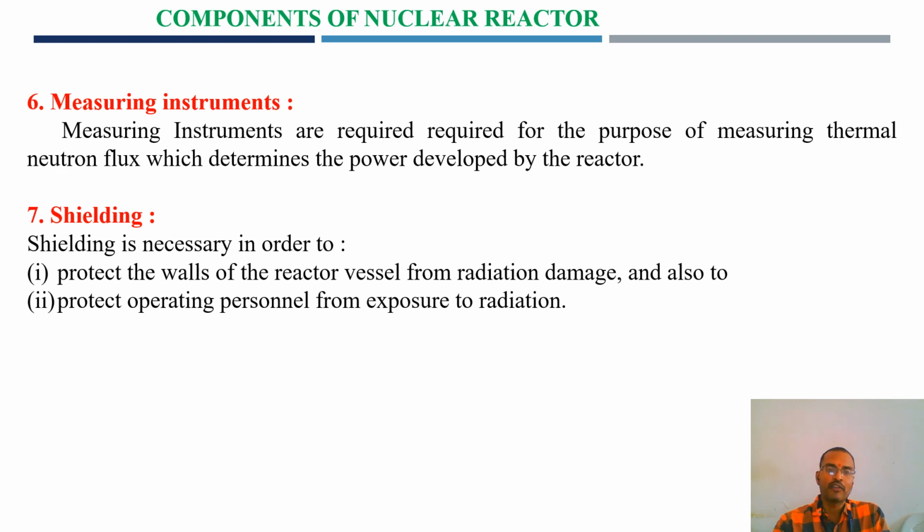Measuring instruments. Measuring instruments are required for the purpose of measuring thermal neutron flux, which determines the power developed by the reactor. Shielding. Shielding is necessary in order to protect the walls of the reactor vessel from radiation damage and also to protect operating personnel from exposure to radiation.